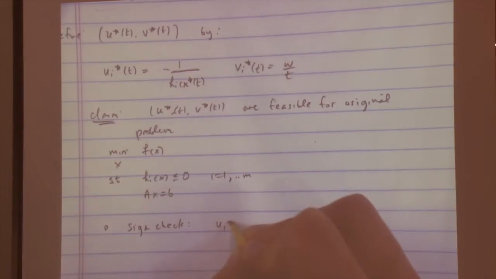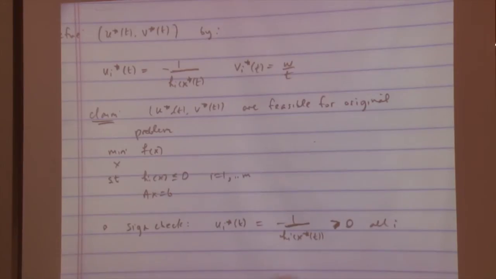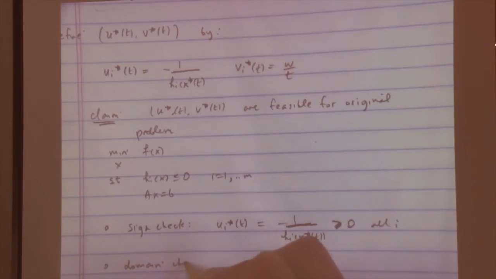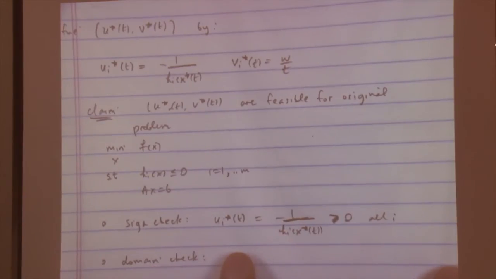We have ui star of t, which is equal to minus 1 over hi of x. That's going to be strictly larger than 0, right, for all i, because of the fact that x star of t was strictly feasible. So the sign check is done. The second thing we have to check is that they lie in the domain of the Lagrange dual function. This one is a little bit more subtle.